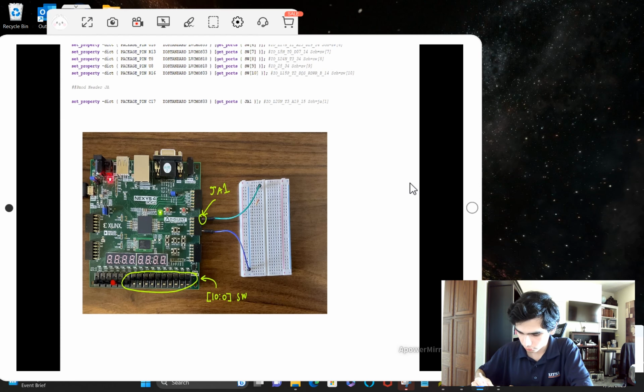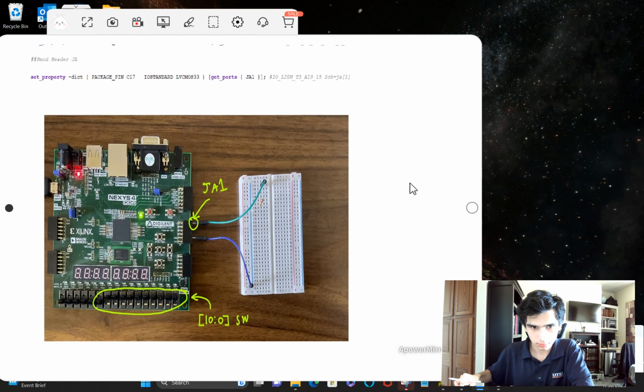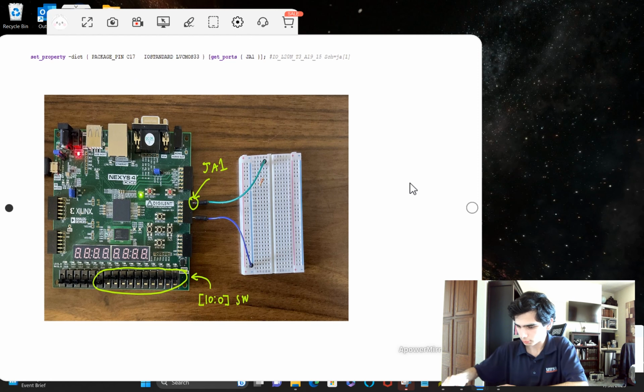On our board, we've got switches, we've got buttons, and we've learned how to use those. But one thing that when I took DSD was never taught was how to use the inputs and outputs. So that's what this video is going to be about.